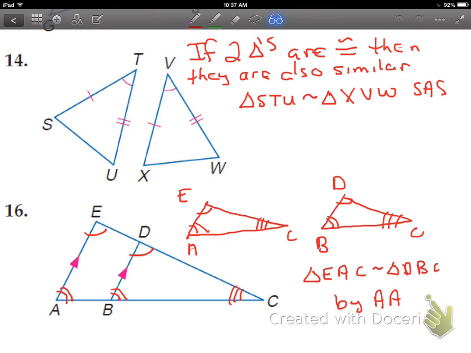On number 16, due to the parallel lines, the angles at A and B, which are marked with 2 marks in the diagram, are congruent to each other because they are corresponding angles, and also the angles at E and D with the 1 marks on them are congruent. The triangles also share angle C, so the two triangles EAC and DBC are similar by angle, angle.